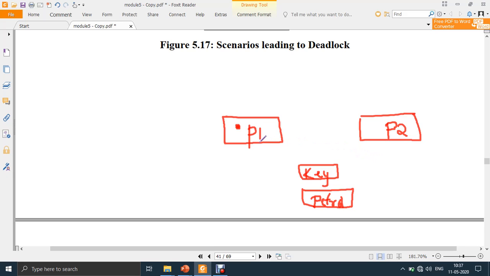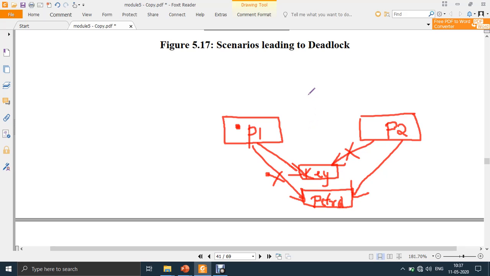Let's say person one has the keys of the two-wheeler, but he doesn't have the petrol to start it. In the other case, person two has the petrol, but he doesn't have the key. He wants the key, but he doesn't have it. Getting this? This is what a deadlock is.